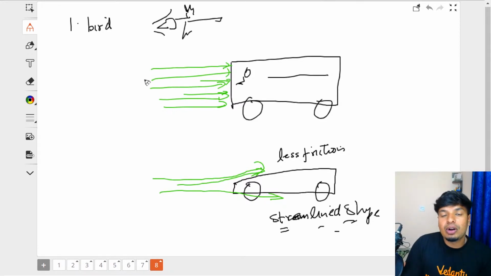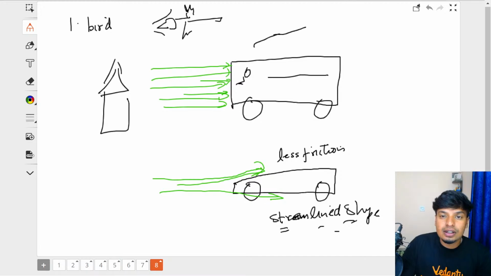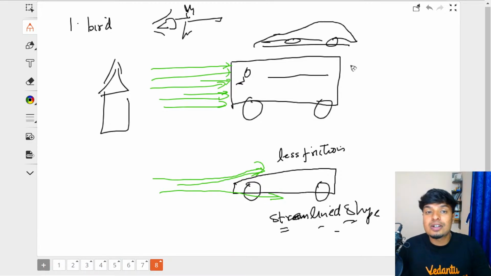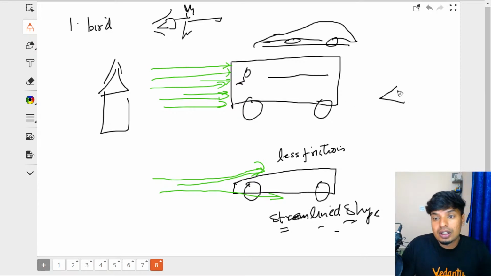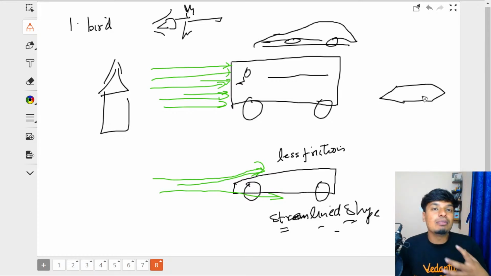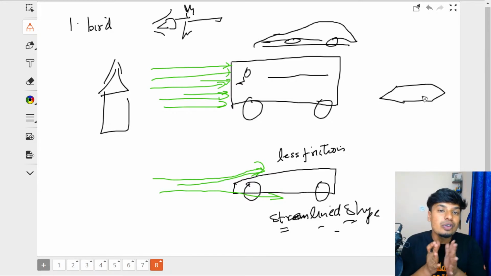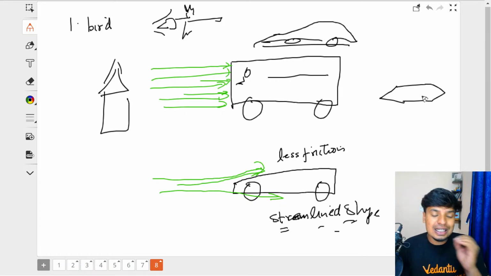See, streamlined body. Let's take a rocket. Your Lamborghini cars, streamlined bodies. F1 cars, streamlined bodies. Boats, streamlined body. So anything that moves in fluids needs to have a streamlined body to move easily.